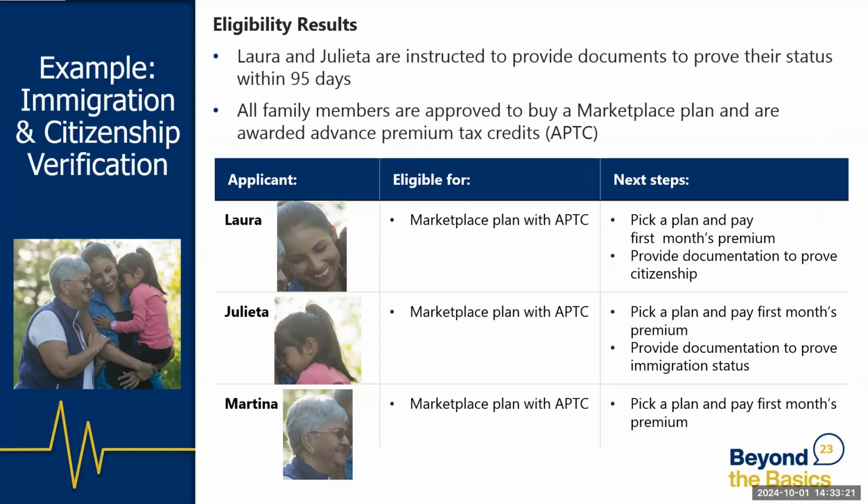Okay, so eligibility results. Laura and Julieta are instructed to provide documents to prove their status within 95 days. All family members are approved to buy a Marketplace plan and are awarded advanced premium tax credits in the meantime. Oh, we have the wrong pictures; Julieta should be with the mom's picture, and Martina is the child. But in any event, you get the idea that they're still able to get coverage, and they still have to take some steps to provide documentation of their status.